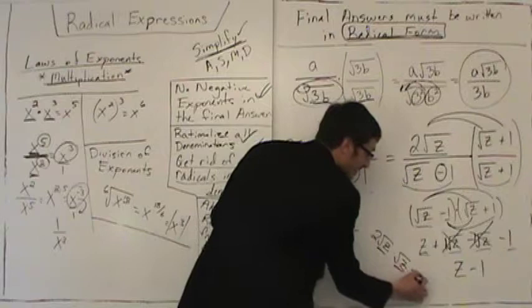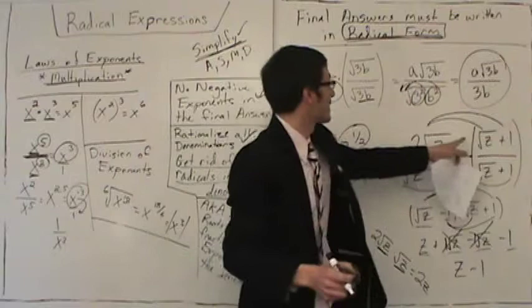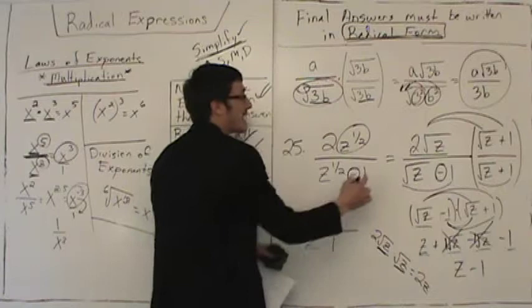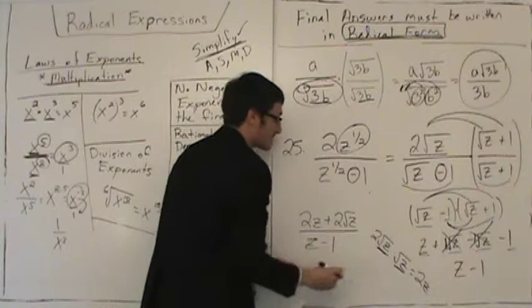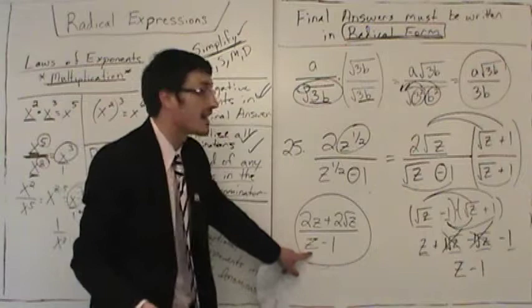Okay, so we multiply the radicals together. So root z times root z is just z, and we put the 2 in front. So we have 2z, and now the 2 root z times the 1 gives plus 2 root z, and notice, this is our final answer because have we successfully gotten the radical out of the denominator? Yes, there is no more. There is no more square root in the denominator, so we are done.